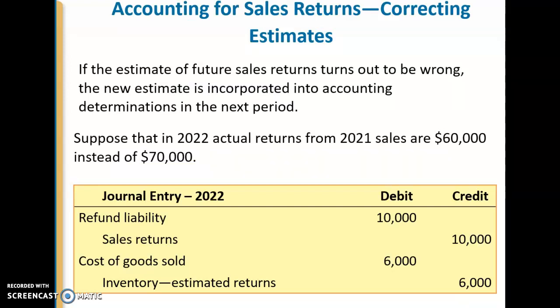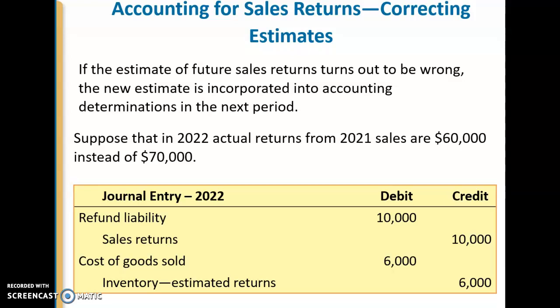What happens if Hawthorne's estimate of future returns is wrong? In the last few slides, it turned out that their estimate of $70,000 of future returns was exactly right. That's exactly what happened in 2022. But what happens if Hawthorne's estimate is wrong? Such returns end up being more or less than the $70,000 estimated.